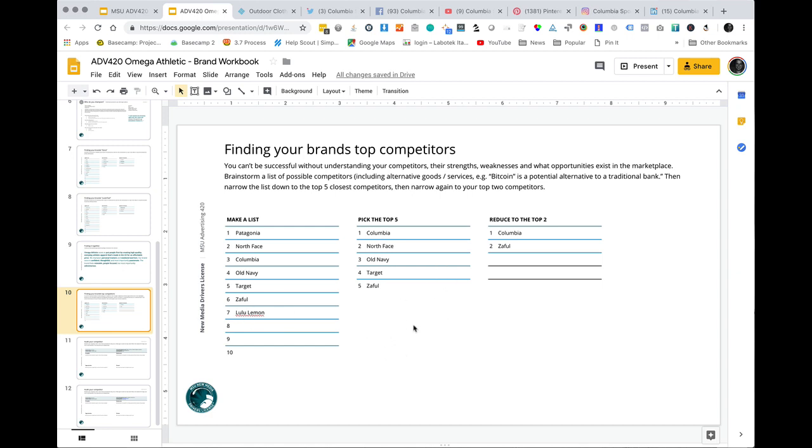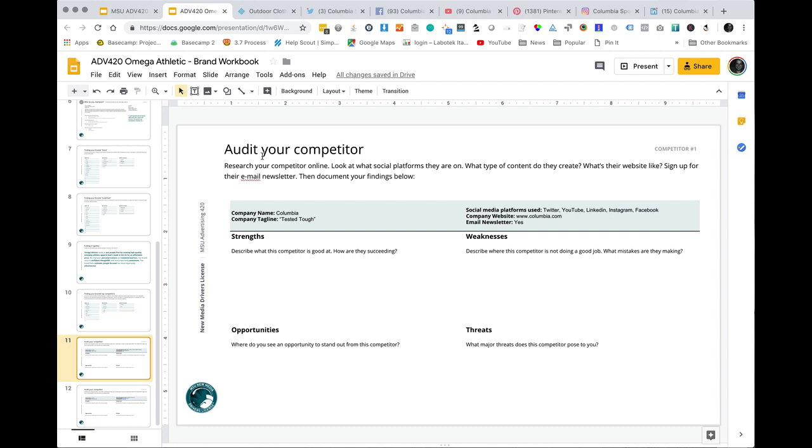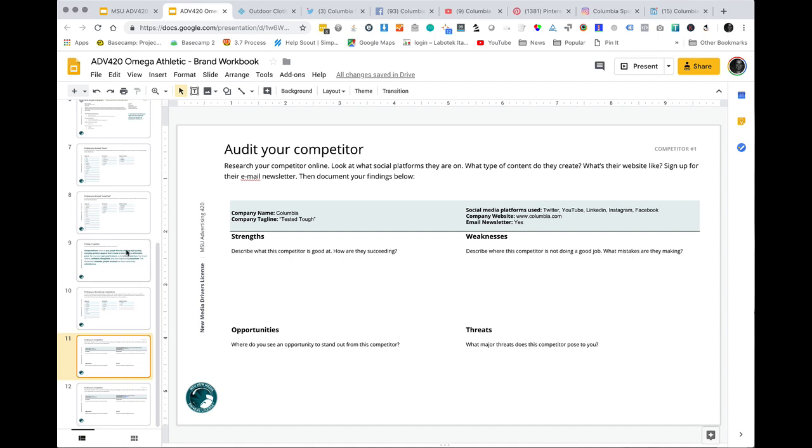And as I looked into them more, you can start to see which ones are really close competitors, which is probably not Patagonia or North Face or Lululemon, because those are premium, high-priced offerings. We're probably closer to Columbia or Old Navy, Target, Zaful, because those are more focused on the same sort of segment. They like quality, but at a reasonable price. And we then reduced it to Columbia and Zaful as what we felt are the two closest competitors. So the next and last step here is to audit the competitor.